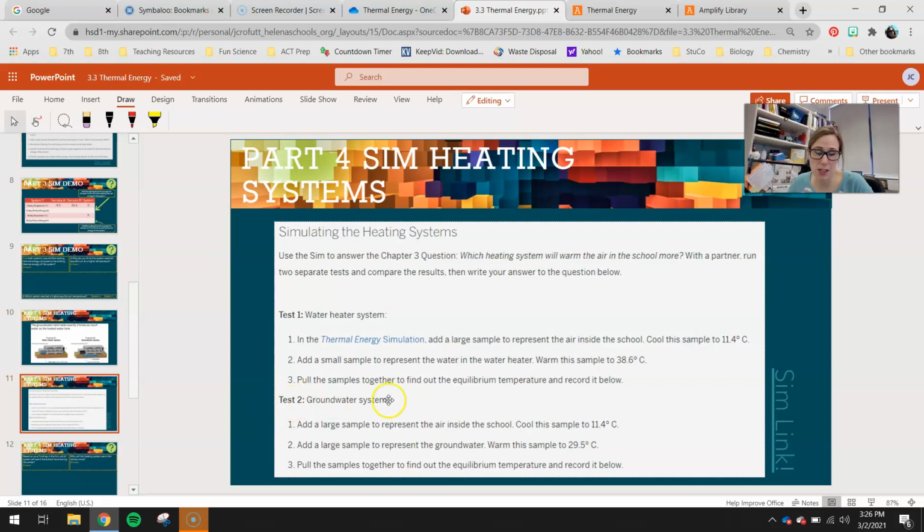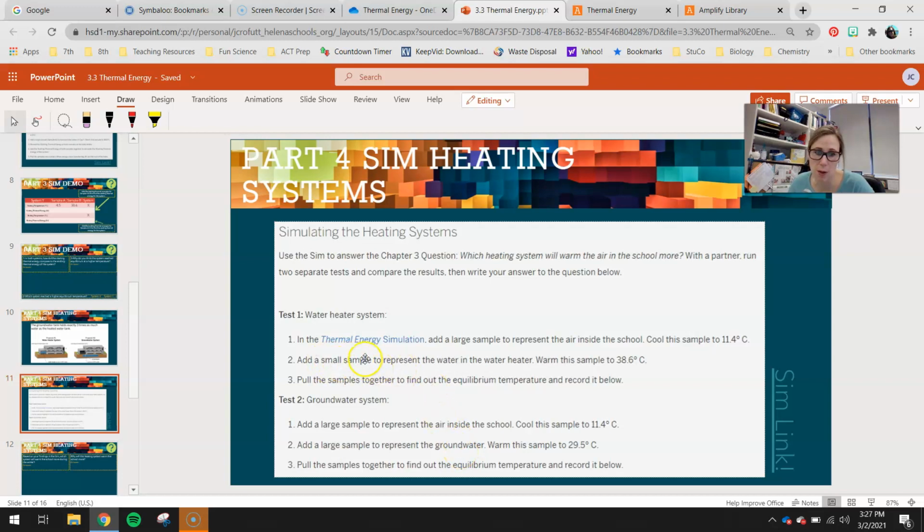Second test you're going to run is the groundwater system. You're going to add a large sample to represent the air inside the school. Cool that to 11.4. Again, we're going to assume it's about the same temperature as the outside air after, I don't know, not being heated for a couple days or whatever the case. And then add a large sample to represent the groundwater.